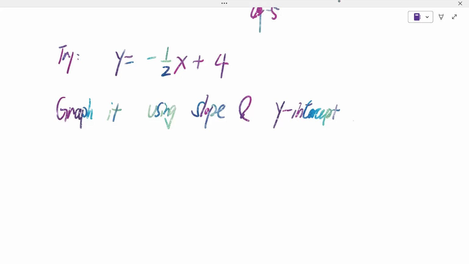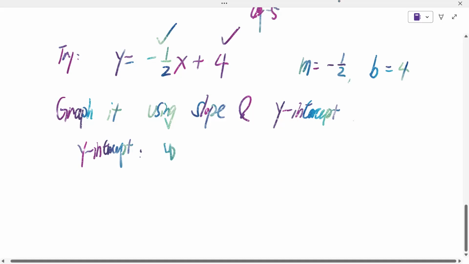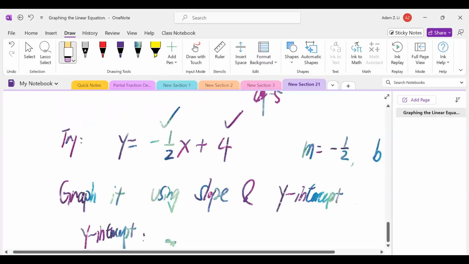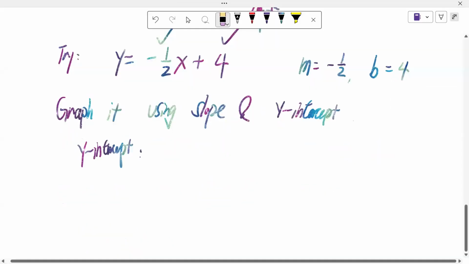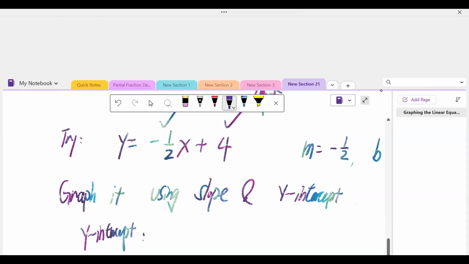Okay, let's go over the solution. We start with the y-intercept. Here, the slope is -1/2 and the y-intercept b is 4, right? The y-intercept is 4, meaning x equals 0 and then y equals 4. So (0, 4).